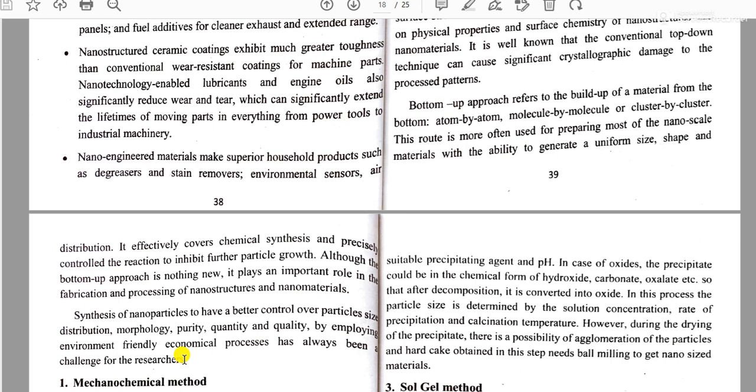Sometimes for industrial purposes we have to scale up this synthesis technique. So all these are the challenges faced by the researchers, and also most of the techniques might not be environment friendly. If you are using certain organic solvents for this precipitation, they might not be environment friendly. Therefore using an aqueous medium is more benign in nature. So all these are the challenges faced by the researchers.